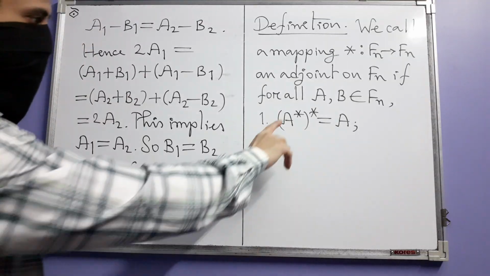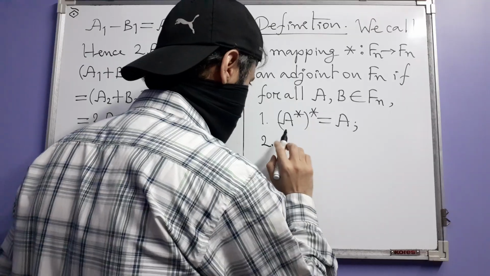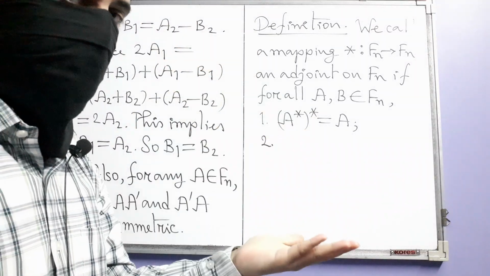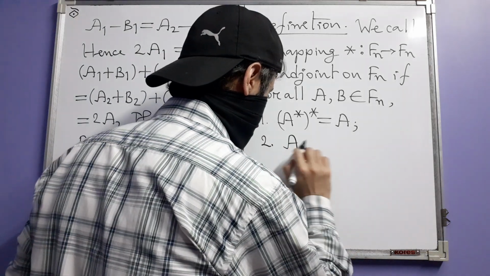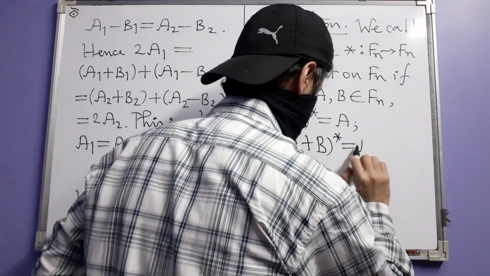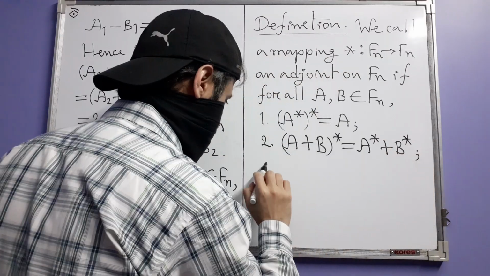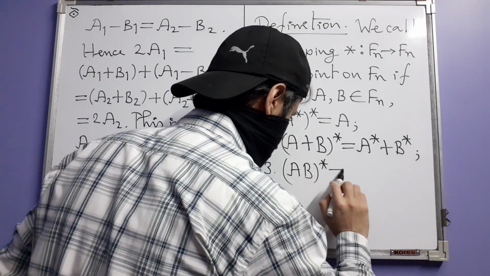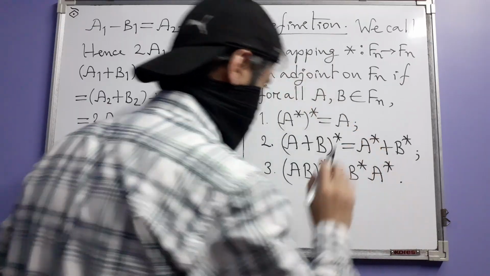Okay, so we require this property, and then number 2, you recall the properties that transpose itself has. From there it's coming. A star plus B star. And finally, B star A star.